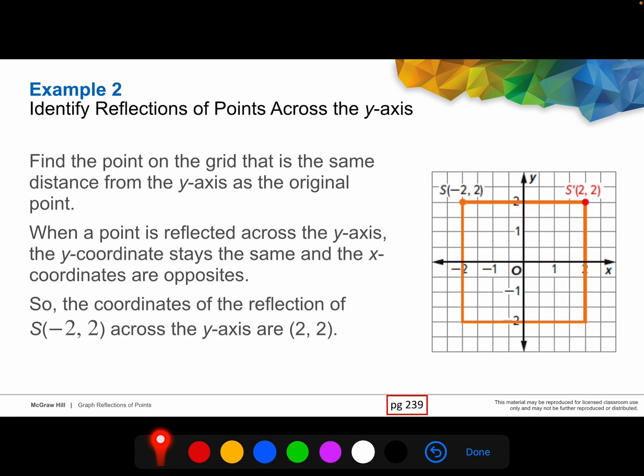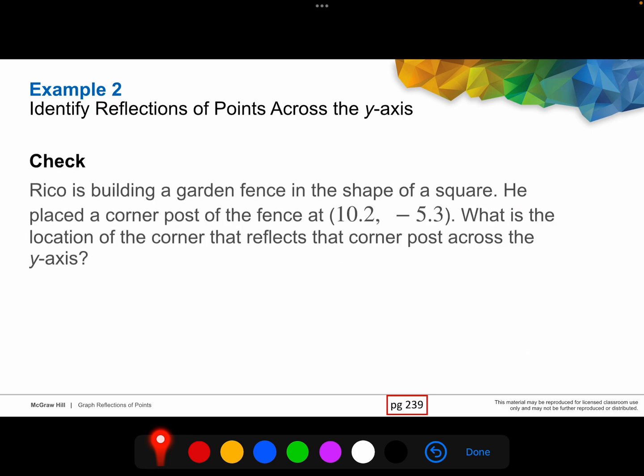So the coordinates of the reflection of S, which is (-2, 2): my y-coordinate is going to stay the same, which is 2. My negative becomes a positive. So S prime is (2, 2), across the y-axis. Pause and do the check problem on your own.